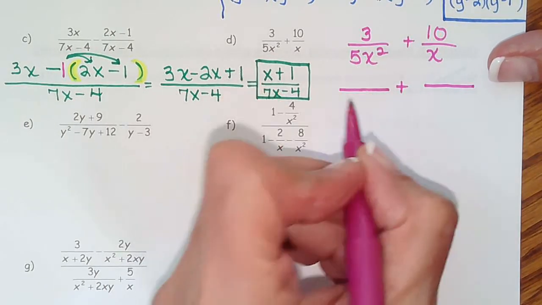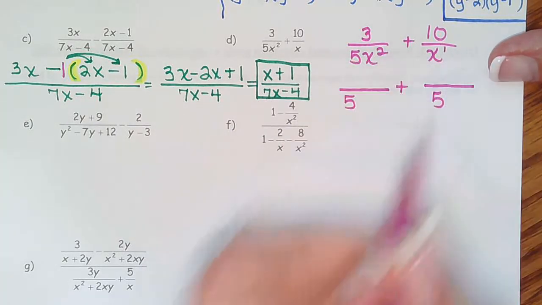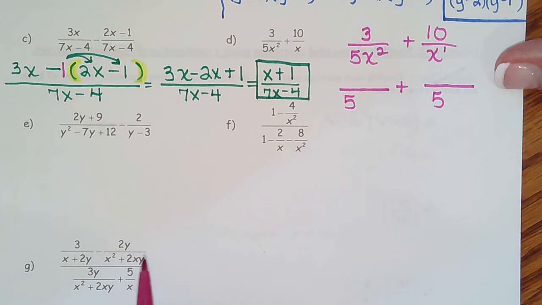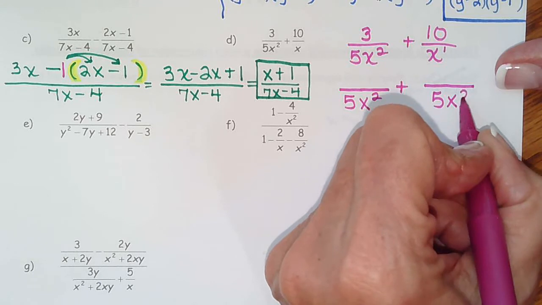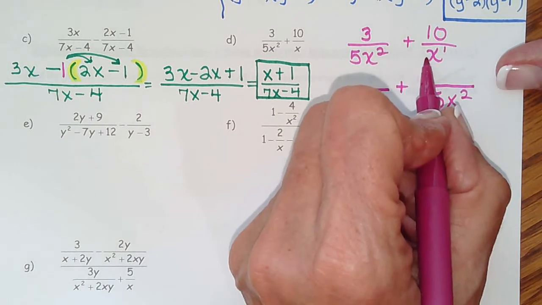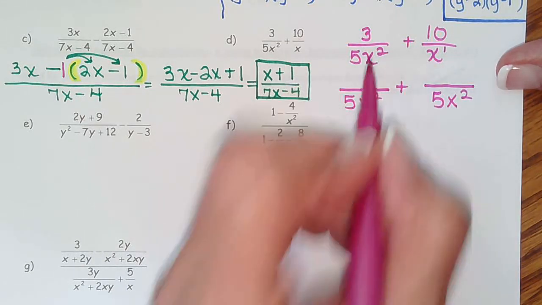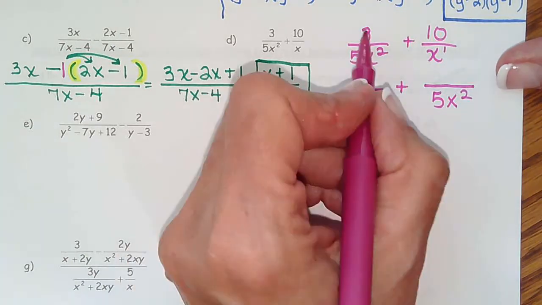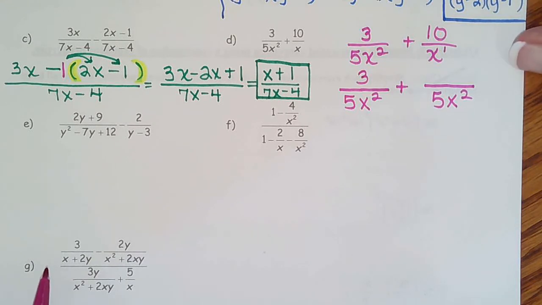So I see a 5, I write it. I see an x squared here and x to the first here. I only write it with the highest exponent. So that means the common denominator is going to be 5x squared. So write everything you see, but only with the highest exponent. So I see a 5. I don't see one here, but I still write it. I see an x squared here and x to the first here. X squared's highest.